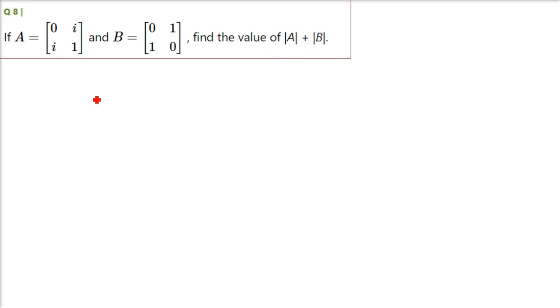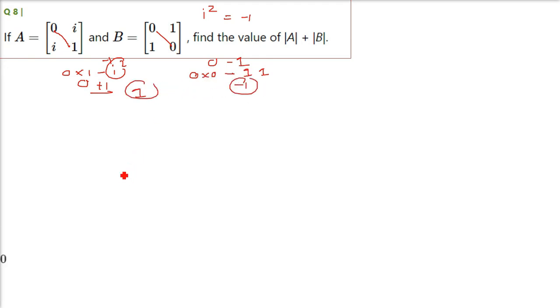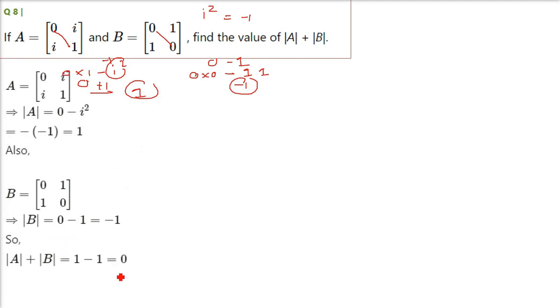Now A is this, B is this. Find the value of determinant A plus determinant B. So 0 into 1 minus i into i square. Here 0 into 0 minus 1 into 1. So here you get 0 minus i squared, which is minus 1, since i squared is negative 1. So I'll write negative 1 here. Minus is going to be plus, so plus 1 here. Now here you get 0 minus 1, that is going to be negative 1. So 1 and negative 1. We are going to add them, and 1 and negative 1, when we add, is going to be 0.